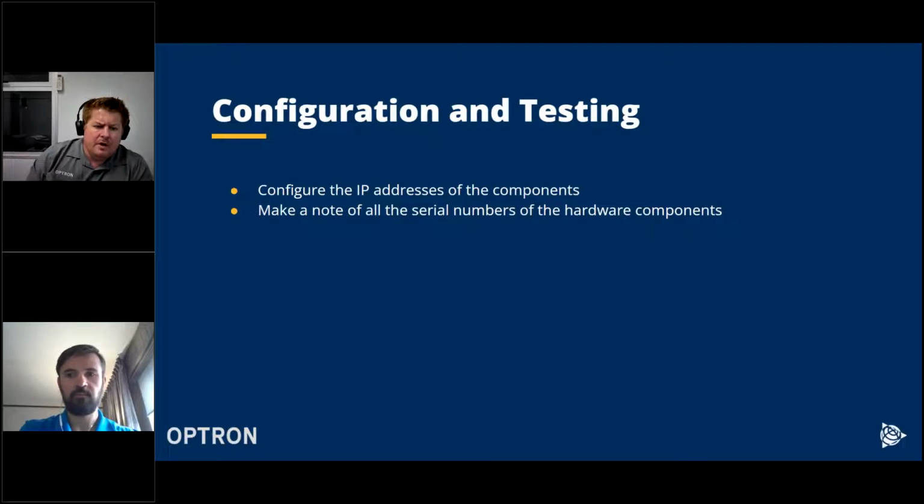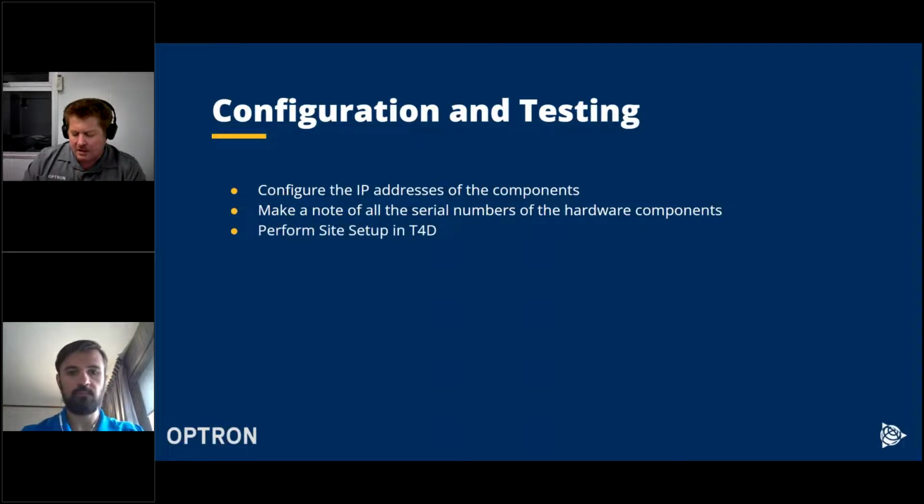Very important, make a note of all the serial numbers of the hardware components. So the total station serial number, the setup M1 serial number. If you have other Wi-Fi devices in the cabin, make a note of that as well.